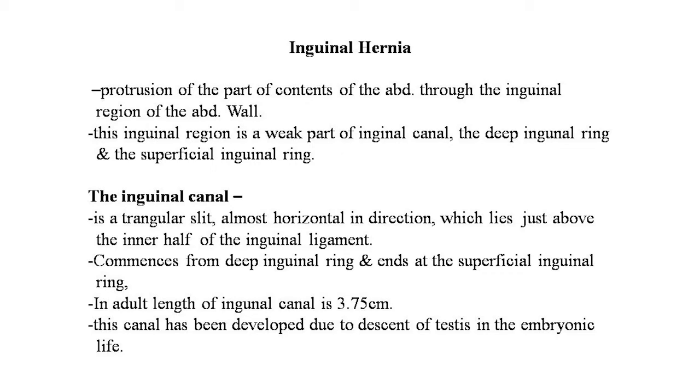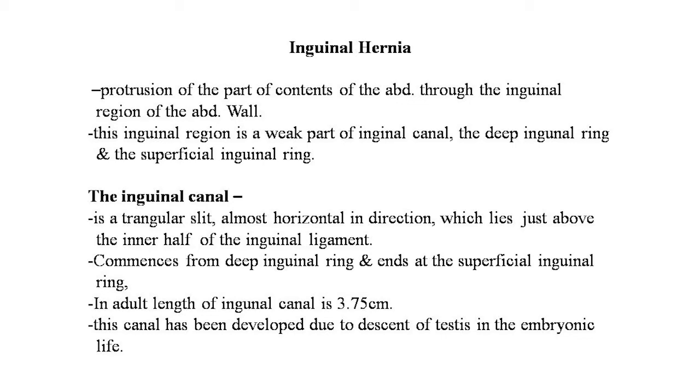In infants, the superficial and deep inguinal rings are almost superimposed and the obliquity of the canal is slight. In adults, the inguinal canal is about 3.5 cm, that is 1.5 inches long, and is directed downwards and medially from the deep to the superficial inguinal ring.